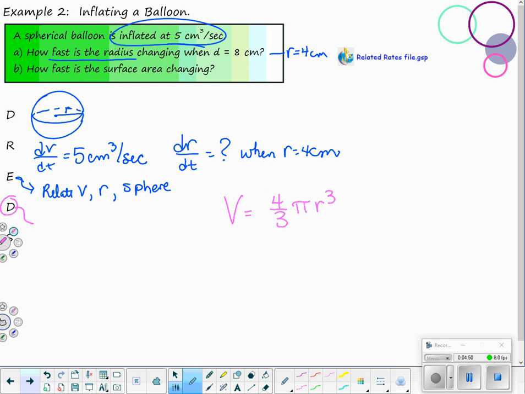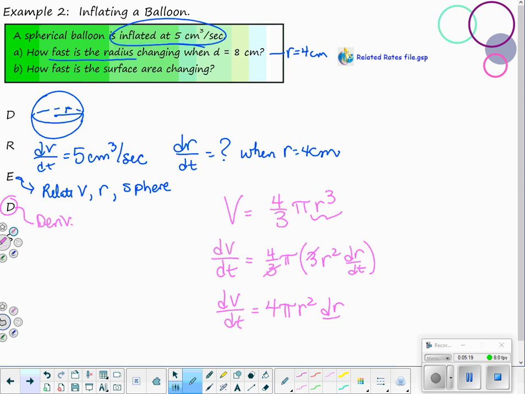D stands for derivative. We are now on the derivative step. So let's take a derivative with respect to time. So I get dV/dt equals 4/3 pi, and then 3r squared dr/dt was really where the work came in from the r cubed. I'm going to get the 3's canceling, so dV/dt will switch to 4 pi r squared dr/dt.